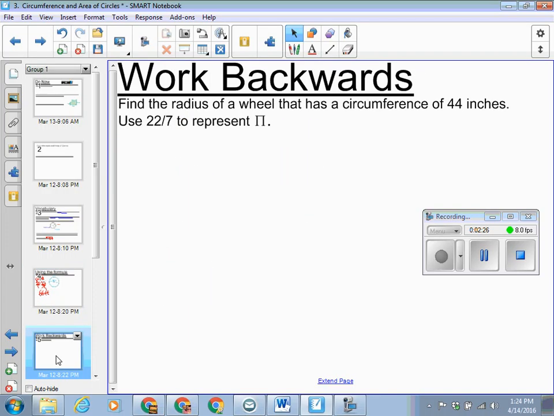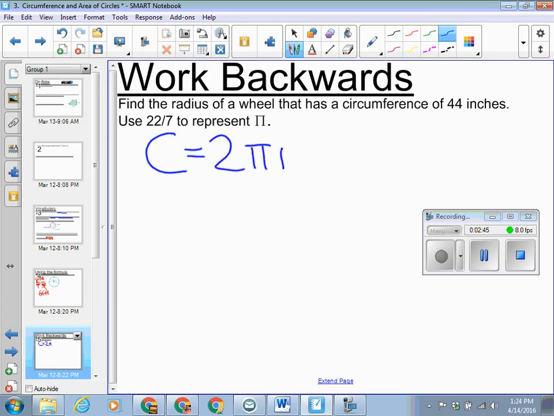How about working backwards? We're going to find the radius of a wheel that has a circumference of 44 inches. Again, 22/7 will be used to represent pi. So our formula, we go ahead and write it out. And we're trying to find the radius. So we're going to use this version: C equals 2 pi r. Well, we're told circumference is 44.